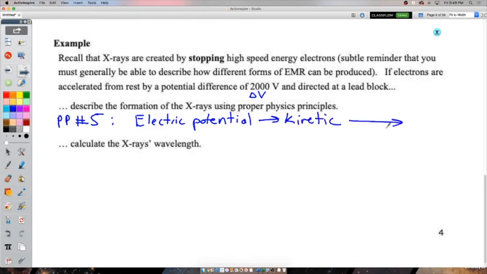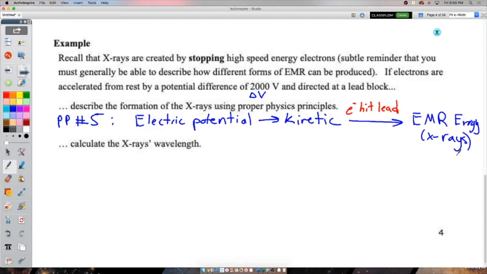Then the electrons get stopped, but is energy destroyed? No, right? Where does it go? Into EMR energy of the X-rays. All right, and it wants us to find the X-rays' wavelength.